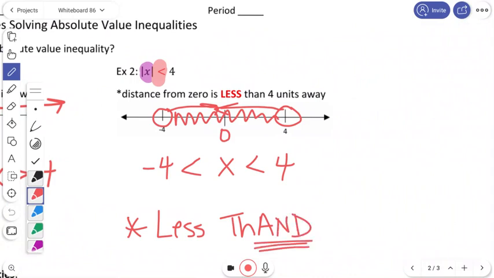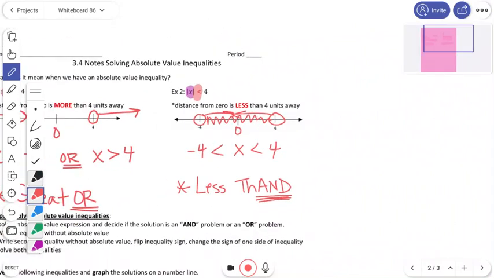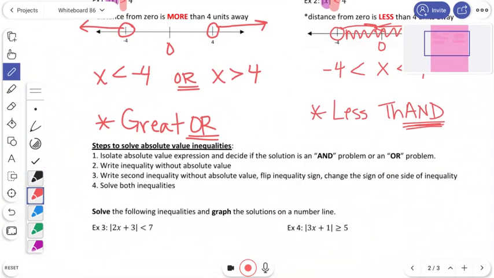Obviously, that's not how you spell "than," but still, that's how you can kind of remember which one is greater and which one is less than. Okay? So let's just read over our steps really quickly.